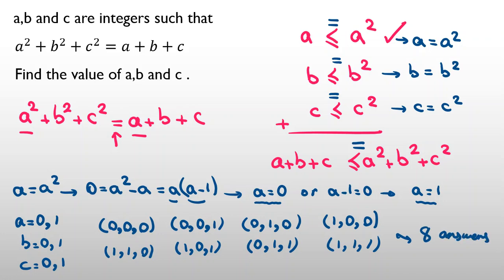Now let me write a homework for you. The homework, let me write with another color. In the homework, you can take exactly this problem, but for cubes: A cubed plus B cubed plus C cubed equals A plus B plus C. You can comment your answers right below this video.